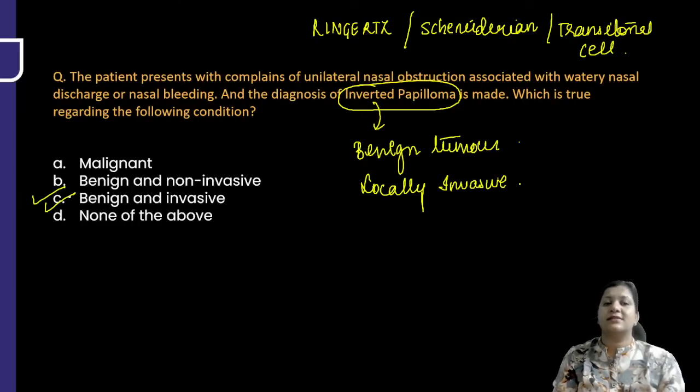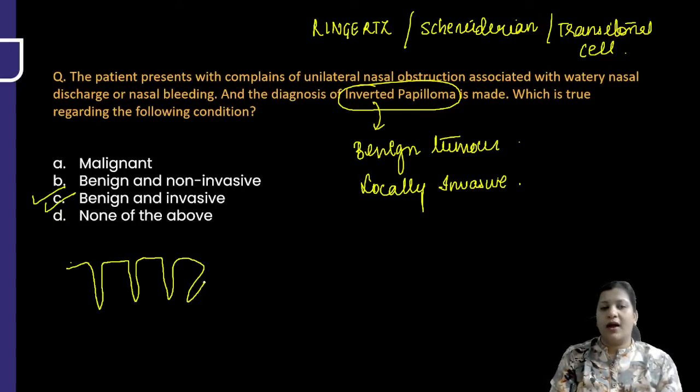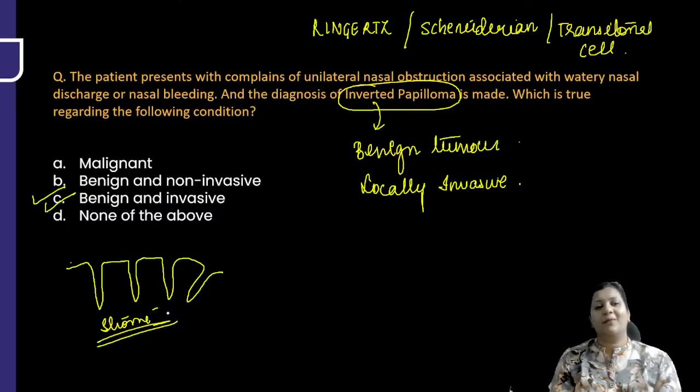So the correct answer is C. It is benign and locally invasive. On histopathology, the papillae grow towards the stroma and not towards the surface. So this lesion is called an inverted papilloma.